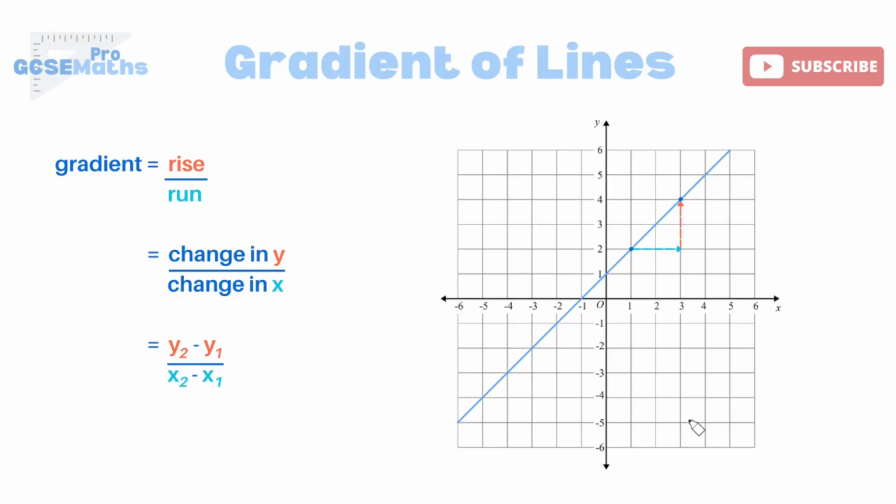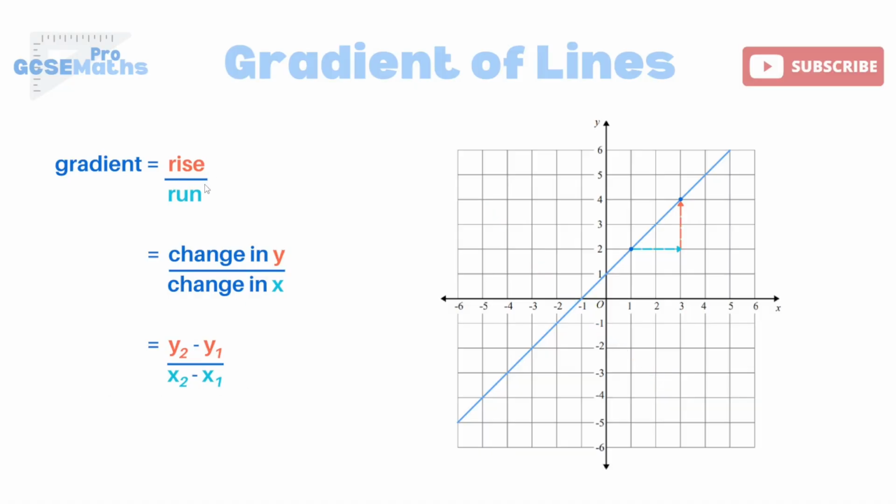So the gradient is effectively how steep the line is. The taller, I guess, it is, the steeper it is, and it will have a bigger gradient. The shallower the line is, the smaller the gradient. And if it's going in this direction, it will have a negative gradient as well.